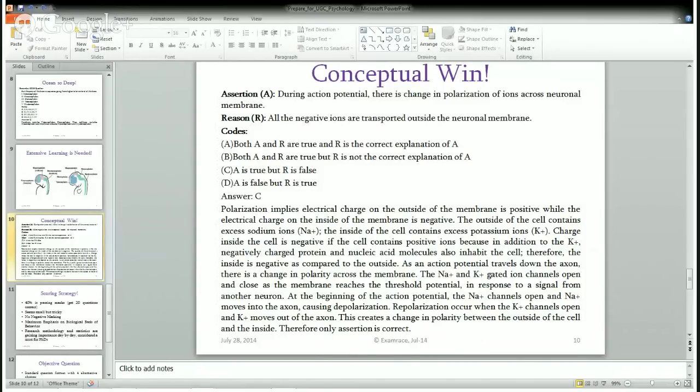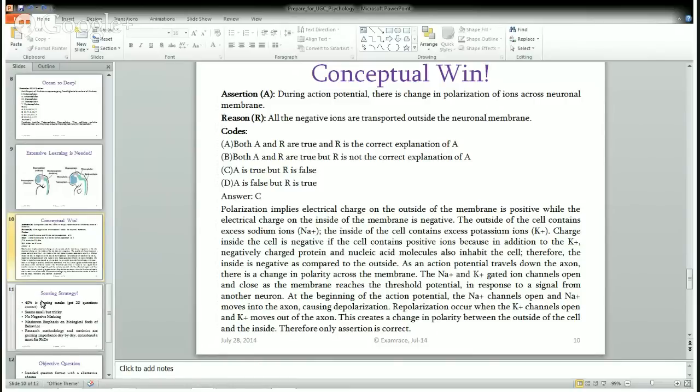That's an incorrect statement here, as we can see, because what's happening, the positive ions are coming in. So assertion is correct and reason is incorrect. So the correct answer choice is C. A is true and R is false. So this is how we can understand the conceptual section and solve it.